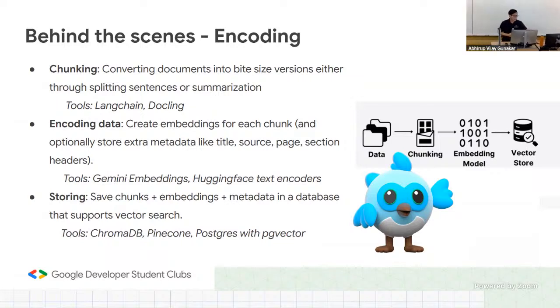And finally, after converting all the text into embeddings, you need somewhere to store it. You will store it in a dedicated vector database, something like ChromaDB, Pinecone, or Postgres with PG vector. These support vector embeddings, and they also have their own inbuilt vector search, which is basically trying to search the nearest vector to the query.